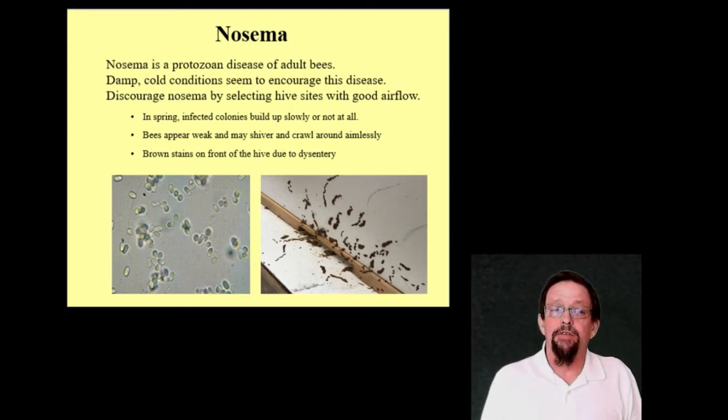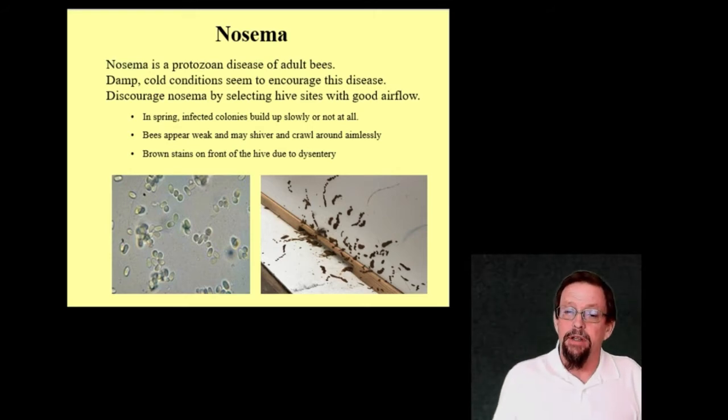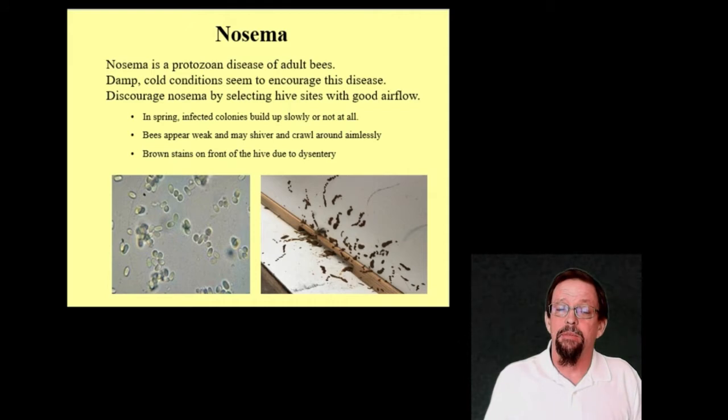In spring, infected colonies will build up slowly or not at all. Bees appear weak and may shiver and crawl on the ground aimlessly. Brown stains on the front of the hive are from dysentery, and this is indicative of the possibility of having nosema, but the only way to verify you have nosema is actually to test for nosema.